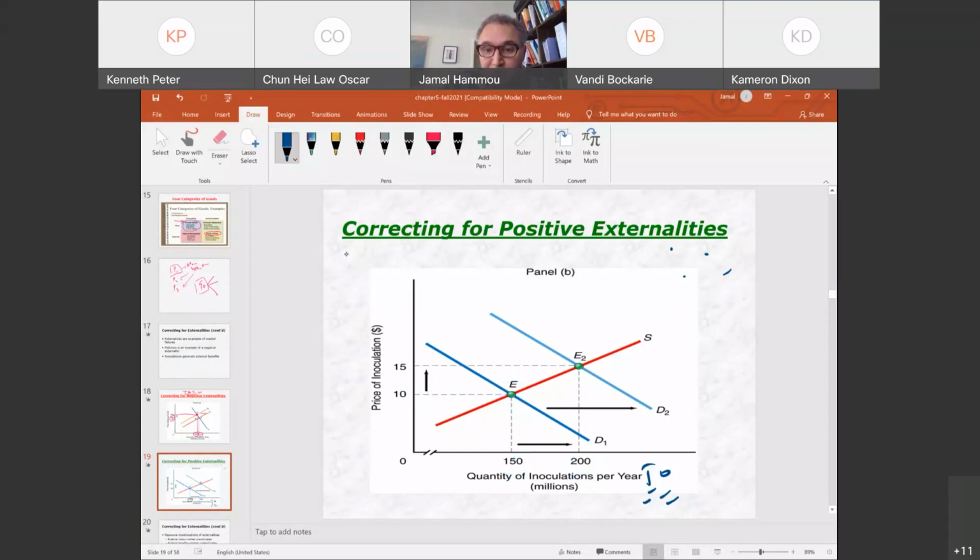Now you can see the optimal outcome. The social optimal outcome is E2, with the price going up to 15, but also the quantity increasing to 200. But the government has to pay the difference. Okay? The government has to pay, that's called a subsidy. That's very important. Or it has to give free financing.